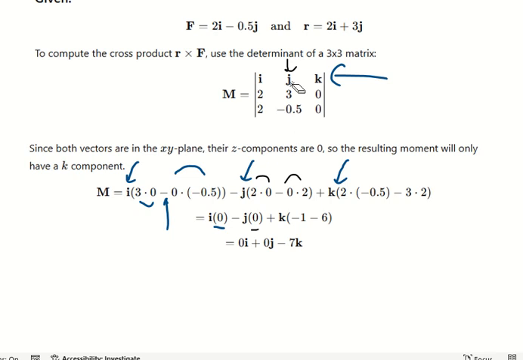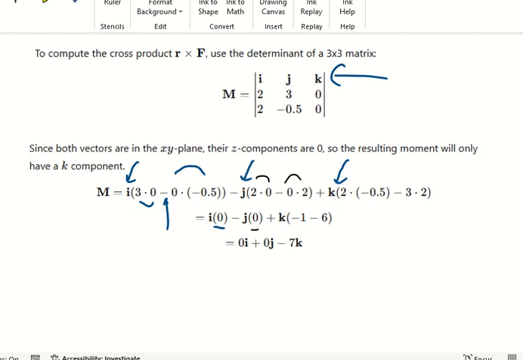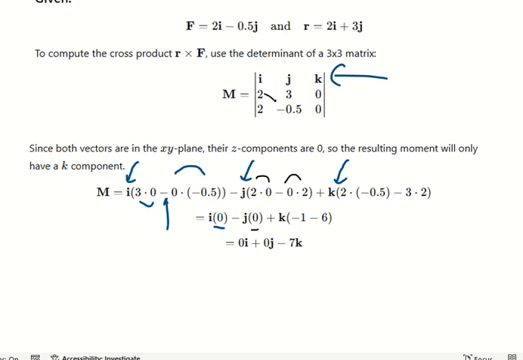The last one, we are going to get K. If you want to get K, we will use this. So you go 2 times minus 0.5 and then 2 times 3, and this is what we did. Of course, don't forget to subtract. This is subtraction right here. I point it out for you so you don't forget it.